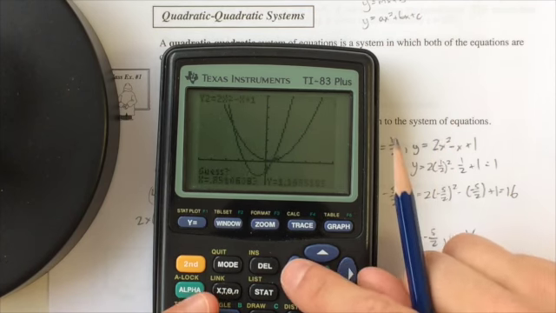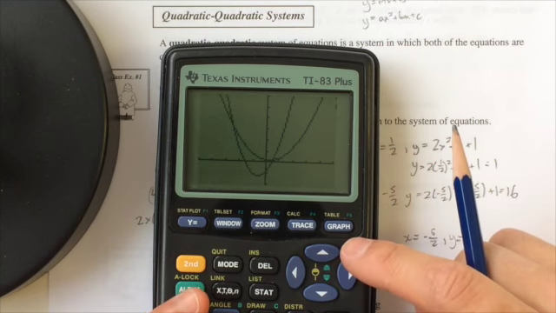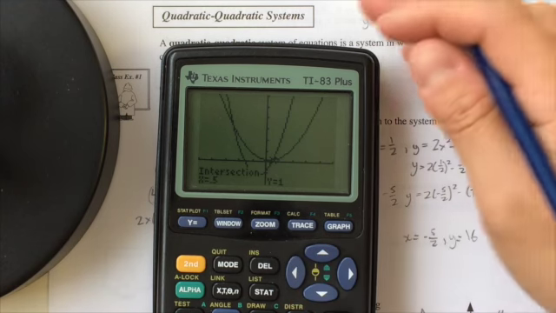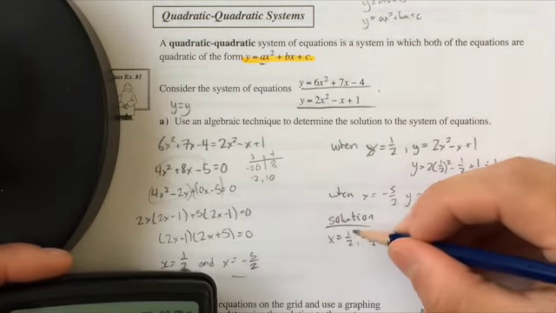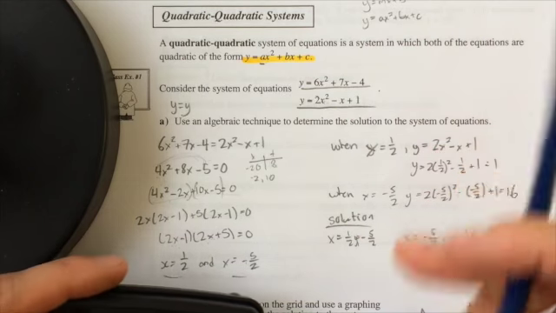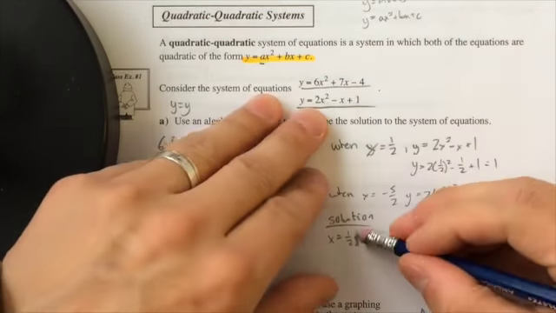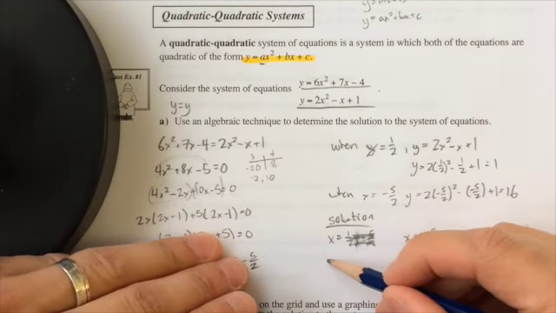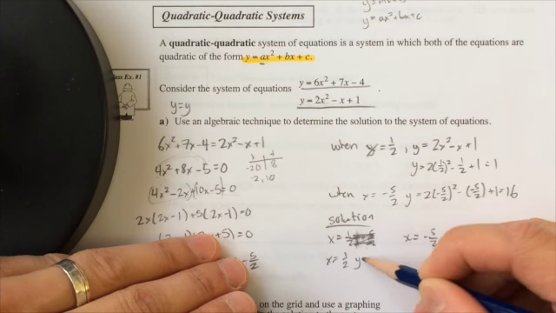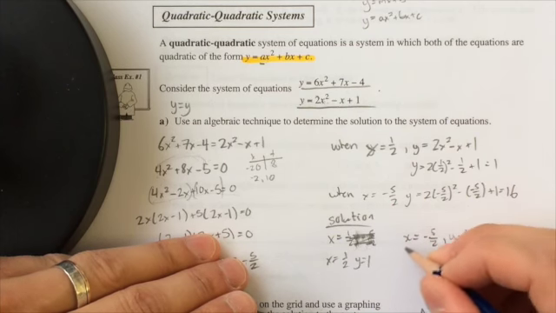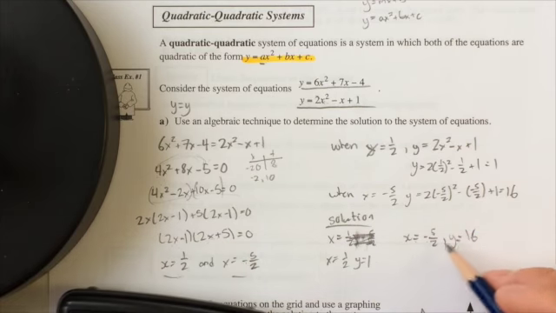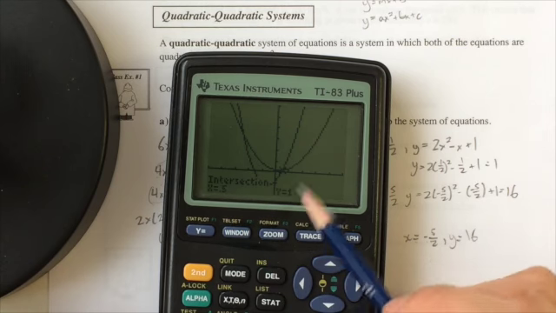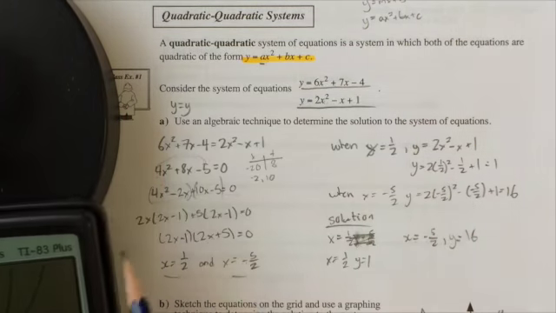So what I'm doing here is I'm looking at where these intersect. And so this one intersected at 0.5 and 1. Sorry, that was y equals. Oh, sorry, I messed up my solution earlier. So my solution here was x was 1/2 and y is equal to 1. And then I had x was -5/2 and y is equal to 16. So for this first solution, I have x is equal to 1/2 and y is equal to 1.